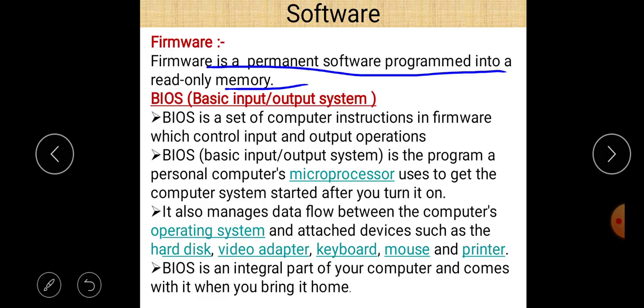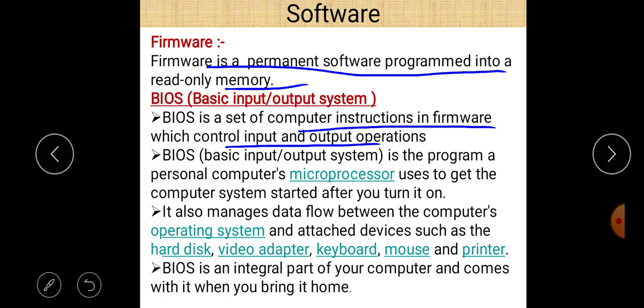And there is another important term, the BIOS. BIOS is a set of computer instructions in a firmware which controls input and output operations. The full form of BIOS is Basic Input Output System. BIOS is a program a personal computer microprocessor uses to get the computer system started after you turn it on. So, when we turn on our computer system, the first instructions executed are called the basic input output system.